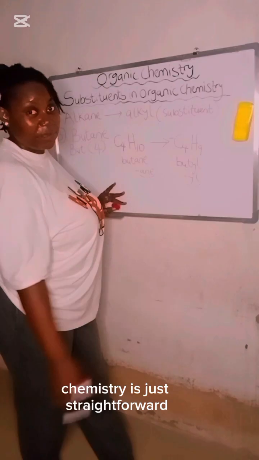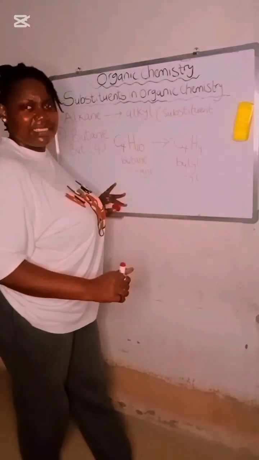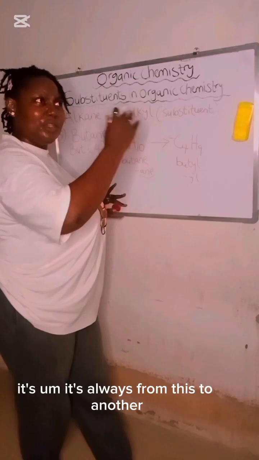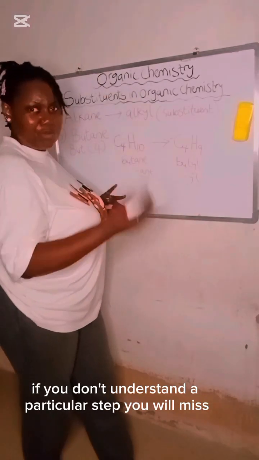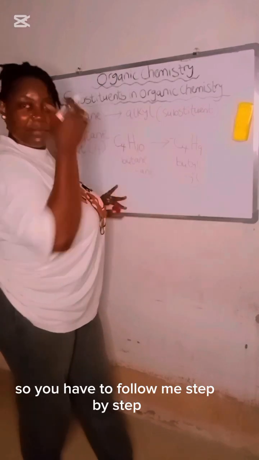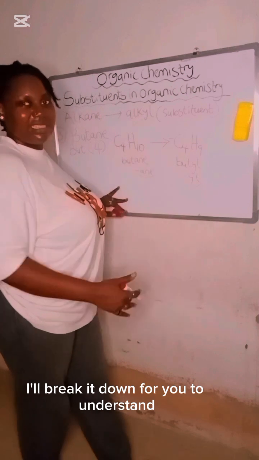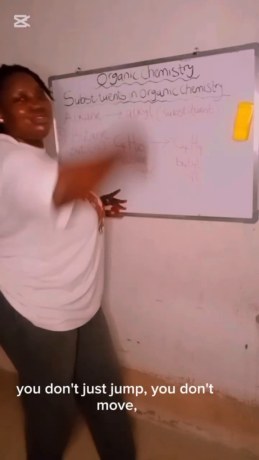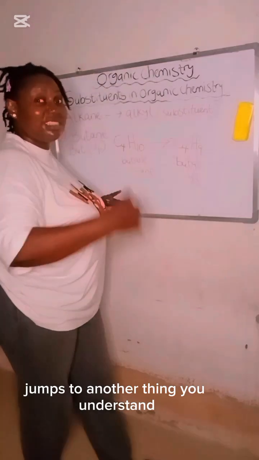Chemistry is just straightforward. The more you do it, the more you understand it. It is always from this to another. If you don't understand a particular step, you will miss. So you have to follow me step by step. I'll break it down for you to understand. You don't just jump to another topic like that. You understand it one by one.